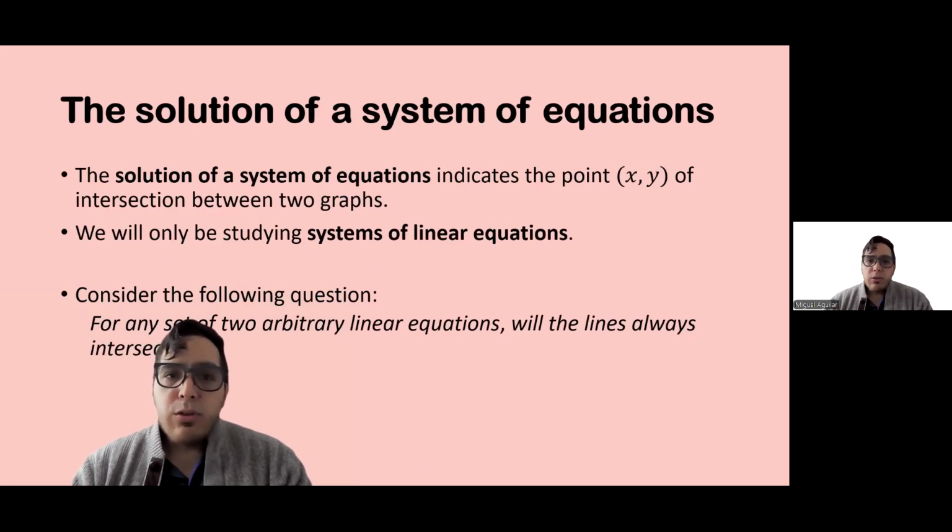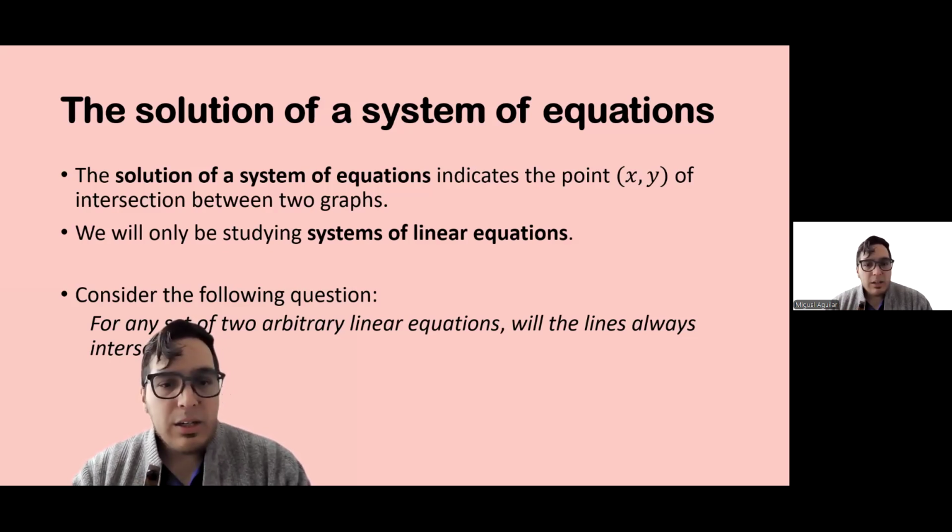So the solution of a system of equations, which in our case was 2 comma 1, is the intersection of those two line graphs. And the good news here is that we're only going to be studying linear equations. So that means that we need to think about all the possible arrangements of two lines in space. So for any set of two arbitrary linear equations, will the lines always intersect? Well, that's not necessarily going to be the case. So we have to watch out for three possibilities.